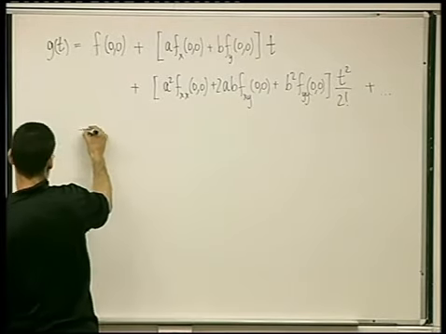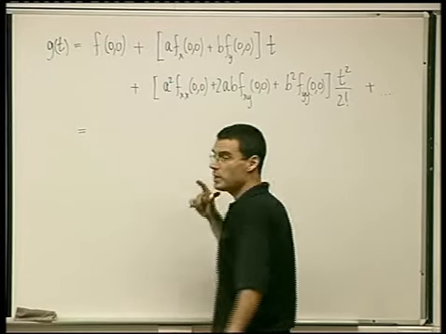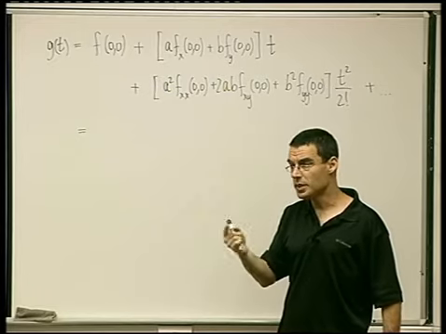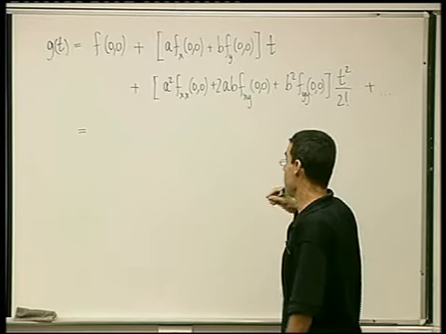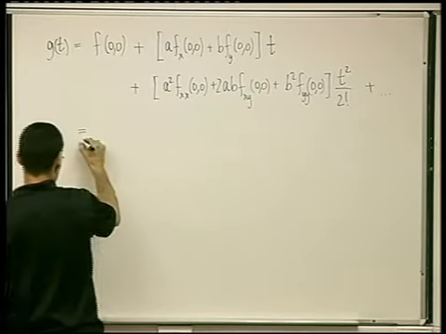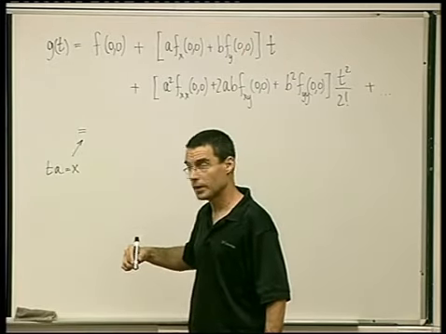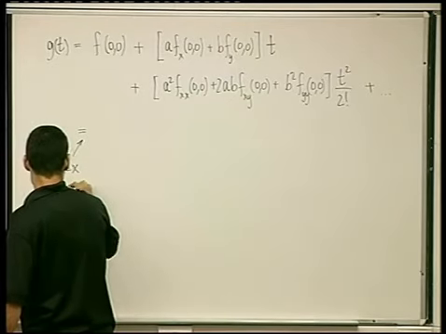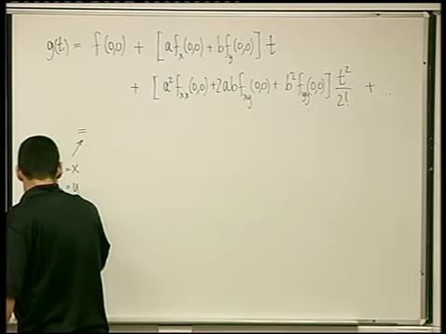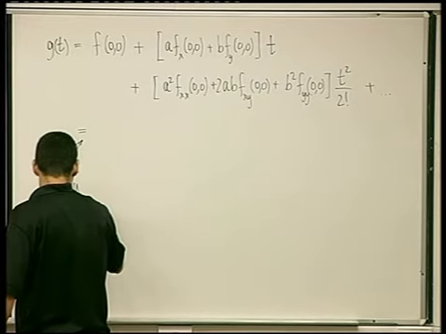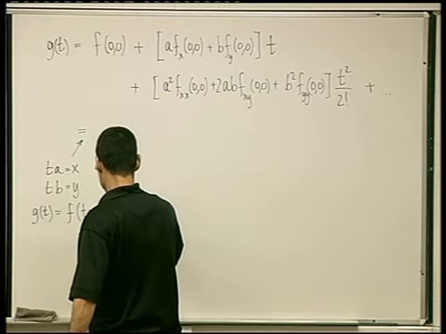But let's recall several things. The first thing I want to recall is how we defined g of t. g of t was f at (ta, tb). So if I look at a point, ta was x, the x coordinate of the point, and tb was y, the y coordinate of the point. And g of t was f at (ta, tb), so it's f at (x, y).